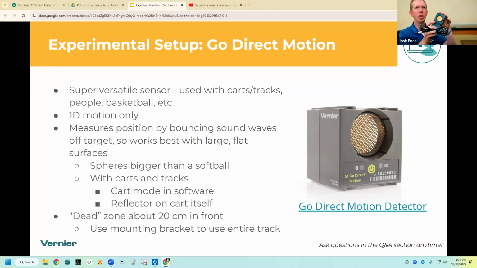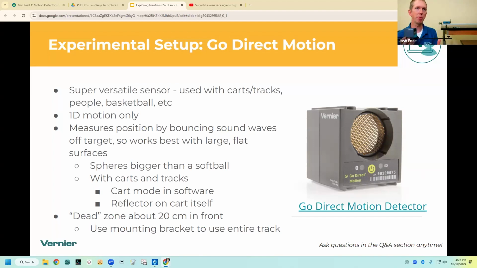The latest version is green. There's a version that's black called Go Motion that you can just plug in. It has a USB cable instead of one of these BTD cables. And then there's an older version that's kind of a teal color. They all work on the same principle. They emit a 40 kilohertz sound wave. It goes out and hits your target, and then it listens for the reflection, the echo of that sound wave. It knows at what time it sent out the sound wave, and it listens for when it hears it come back. From that round trip time, it figures out how far away the object is.